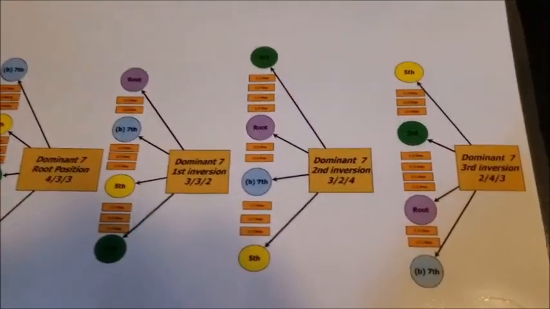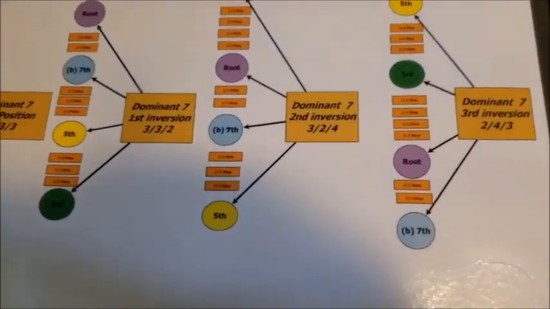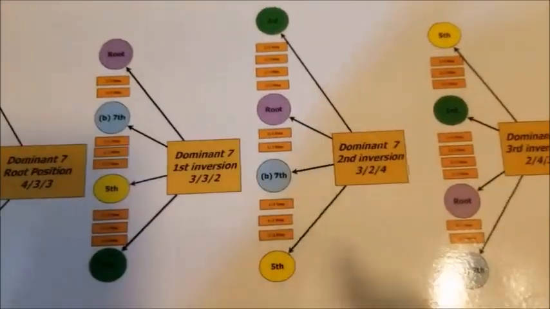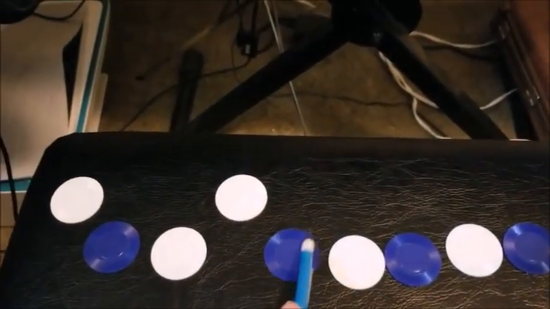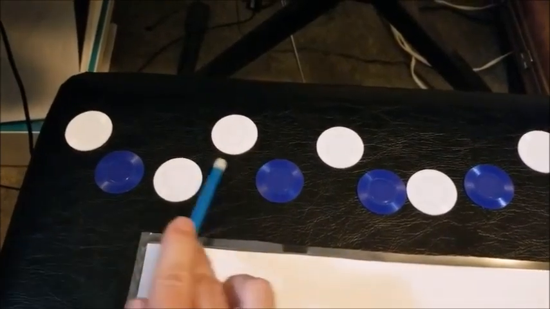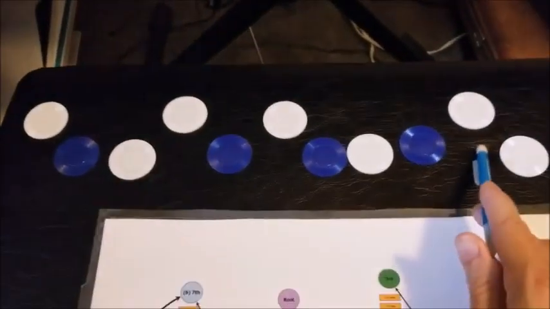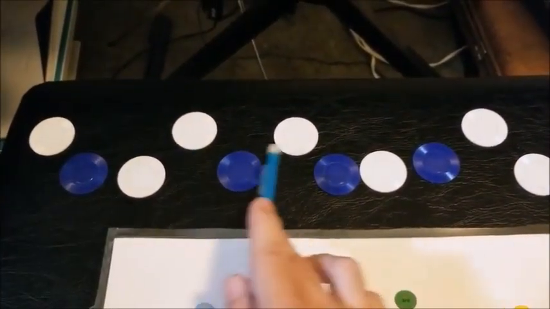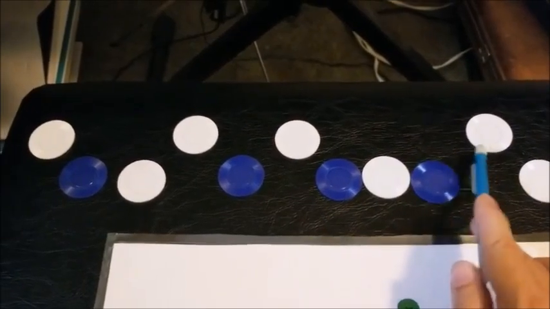Okay, let's look at the second inversion. 3-2-4 form. Starting on D. 1, 2, 3, 1, 2, and 1, 2, 3, 4. Now, where's our root here? Our root is going to be here. Our fifth is here. Fifth, seventh, root, third. Fifth, seventh, root, and third.